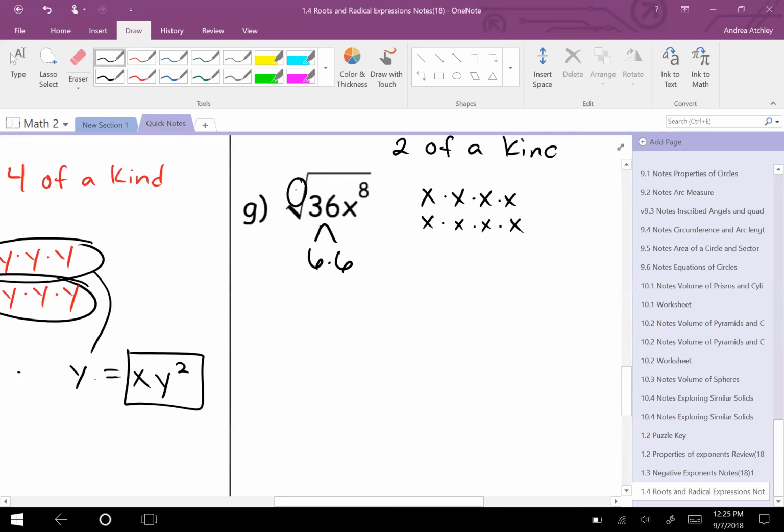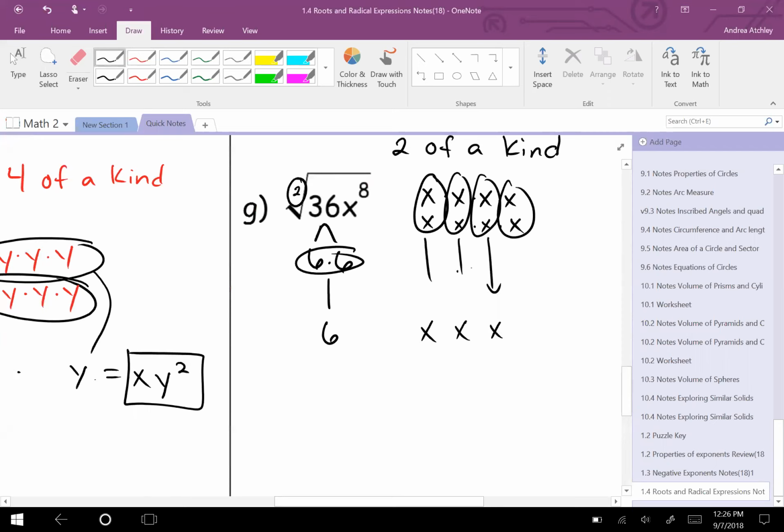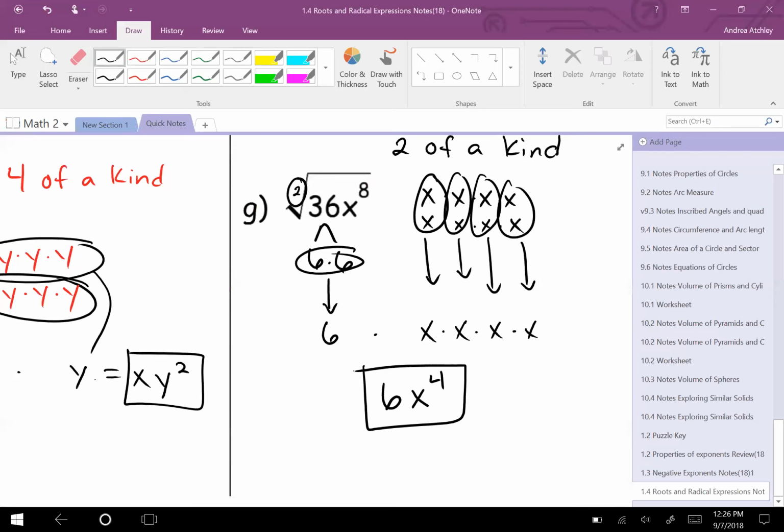Remember, when there's nothing there, we assume it's a 2. So I have a pair, a pair, a pair, and a pair. And here's my pair of 6s. So this is 6, x, x, x, and another x. And I'm multiplying it all together. So I should get 6 x to the 4th. Any questions over that? We're all good?